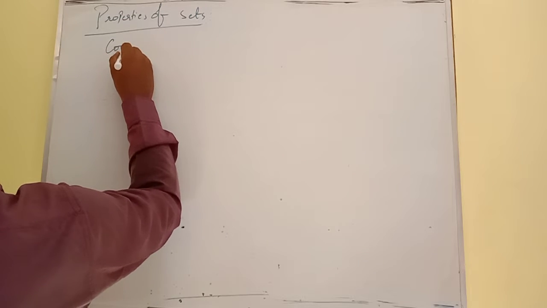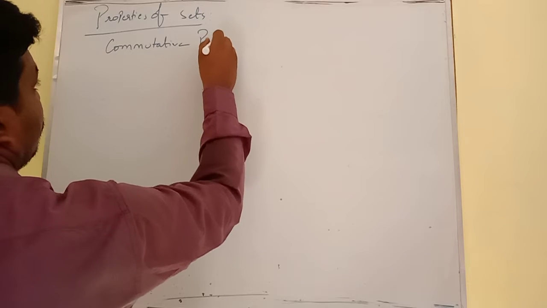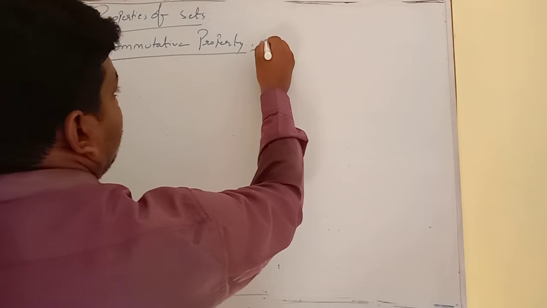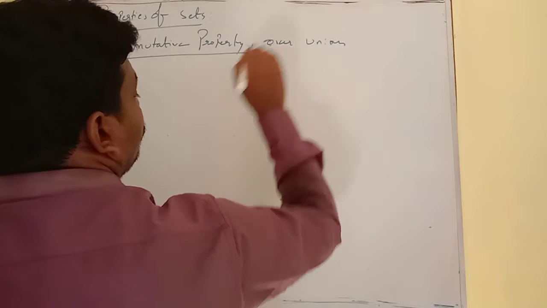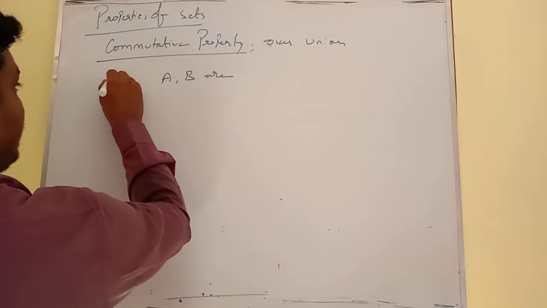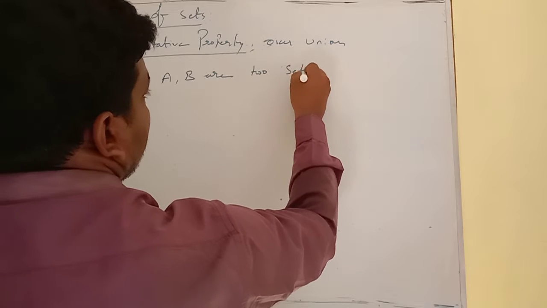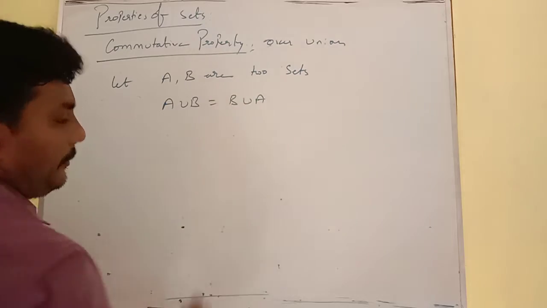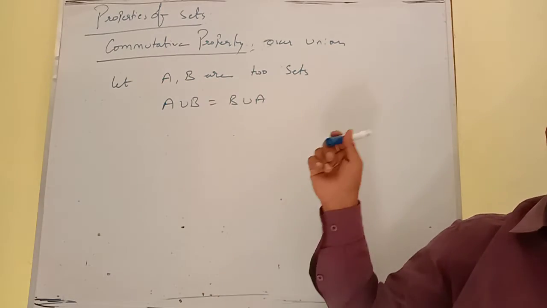Commutative property over union first. So what is commutative property over union? We know A, B are any two sets. Let A, B be any two sets. A union B is equal to B union A. This is known as commutative property.